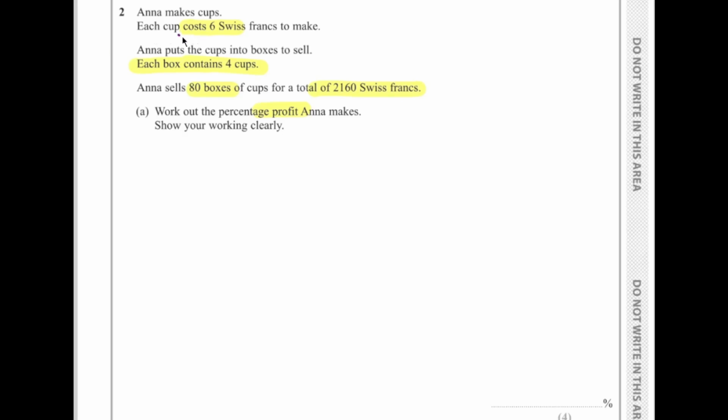In this case, Anna makes cups. Each cup costs. So we know that the cost for each cup means we have the original value. Cost means the original cost, original value, normal price, all are the same. So original value equals 6 Swiss francs.